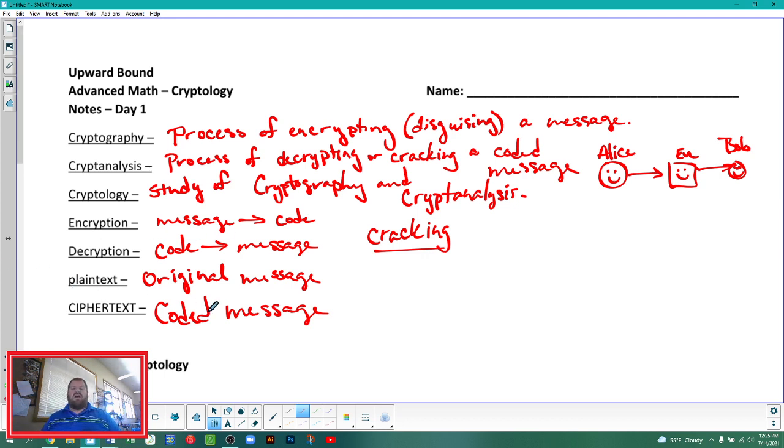Some important things that I will try to do my best of, there's sometimes that it's really difficult for me because of just normal writing that we do, but plain text is always going to be lowercase. Ciphertext will always be uppercase, capitalized.